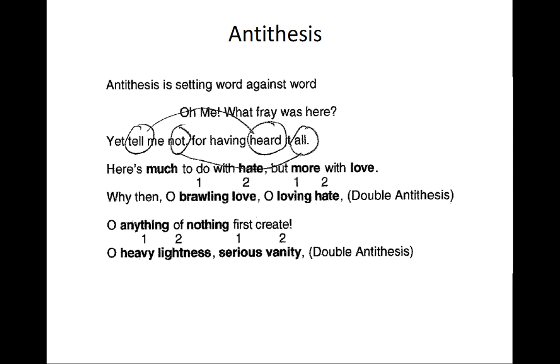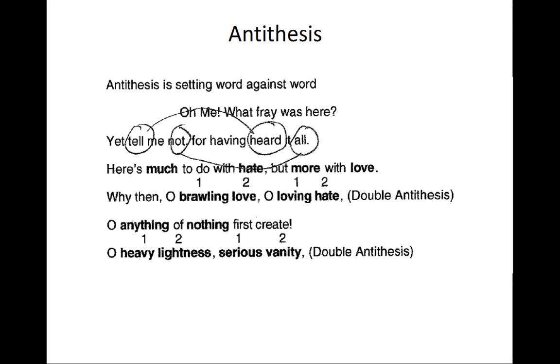Antithesis is a really crucial element for just understanding what the heck some of these lines are about. Basically, antithesis is when we're setting one word against the other, and here are some great examples from Romeo and Juliet. Let's take a look at the first line. Yet tell me not for having heard it all. You'll notice that tell, to speak, is set off against heard, not, as in nothing, is set against all. Yet tell me not for having heard it all. So we want to bring out those words in order to understand how they play against each other.